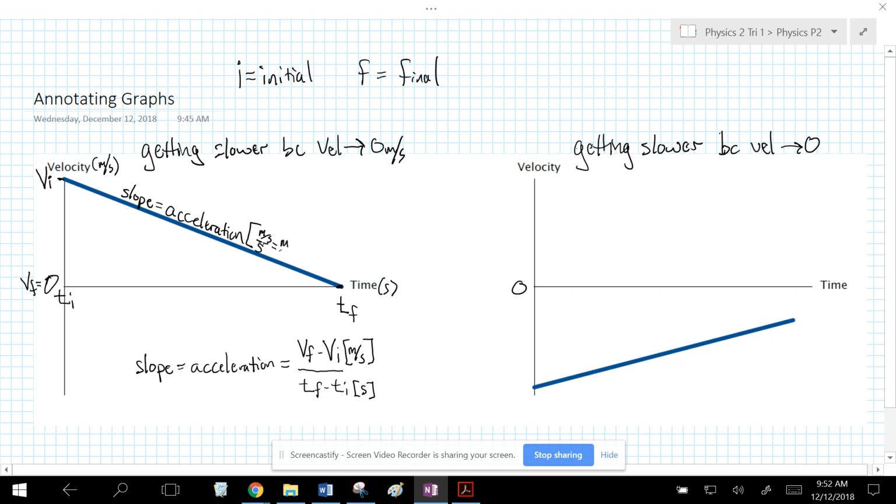Or you can just write that as meters over seconds squared. The reason it's squared, though, is because I'm taking meters over seconds and I'm dividing it by seconds.